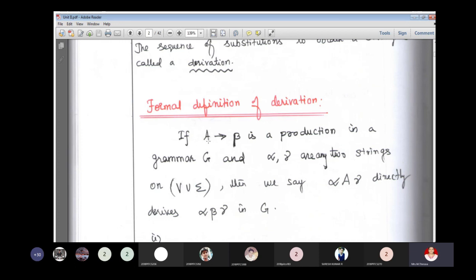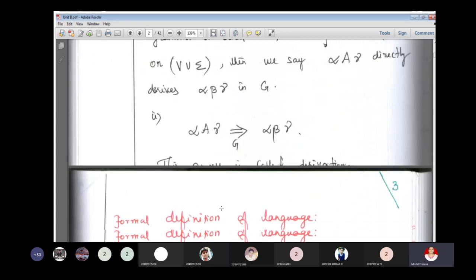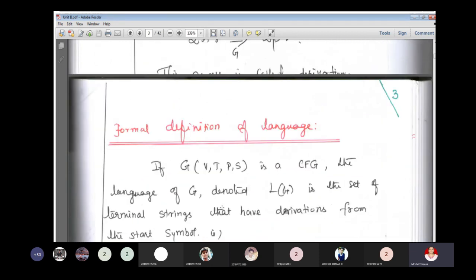So if there exists a production rule of the form A tends to beta, and you have some strings like alpha and gamma, then this alpha A gamma can be written as alpha beta gamma, since you can replace this A by beta. Okay, so this process is called derivation. Clear? Then the formal definition of the language.